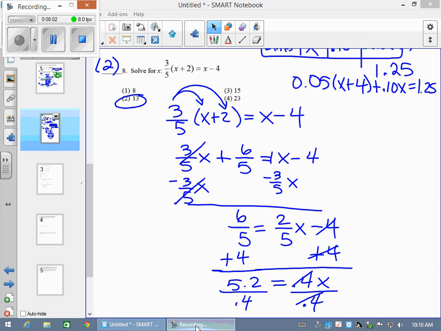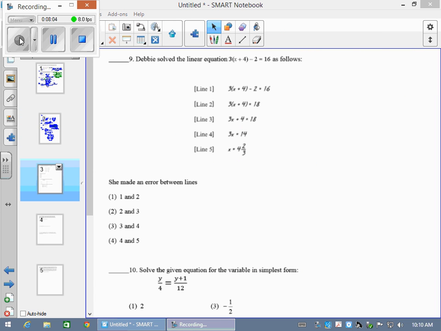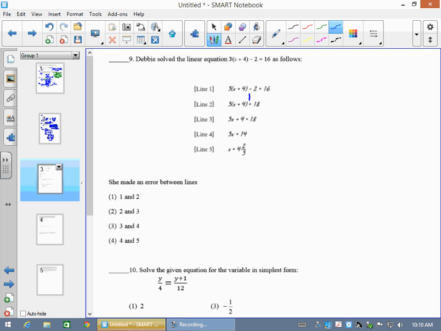Taking a look at question 9, you had to find the error. So what you're going to do is you're going to trace the work. So if you look at line 1 to line 2, you want to see what the person did in order to solve. So what they had done is added 2. So if you look at the second line, did they do that correctly? Well, let's see. You have 3 times x plus 4, that didn't change, equals 18. 18 is what 16 plus 2 would give you. So between line 1 and line 2, that step was correct.